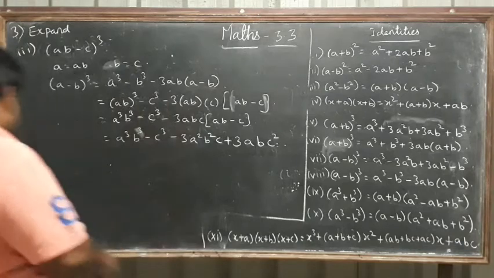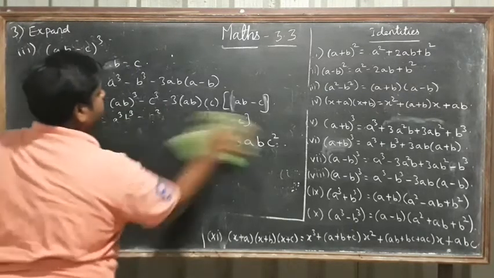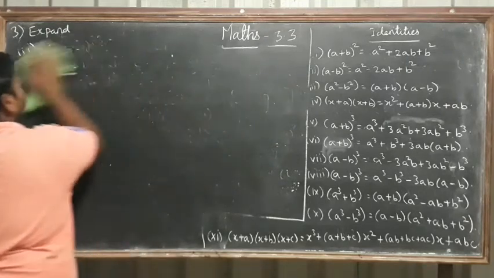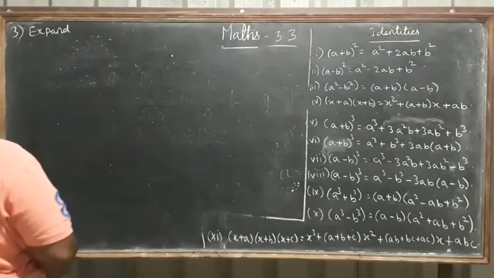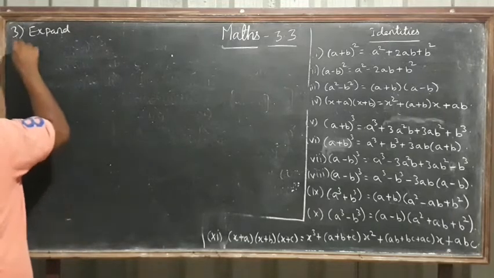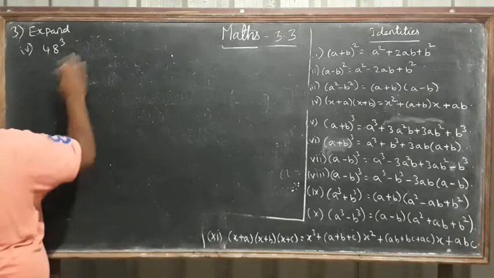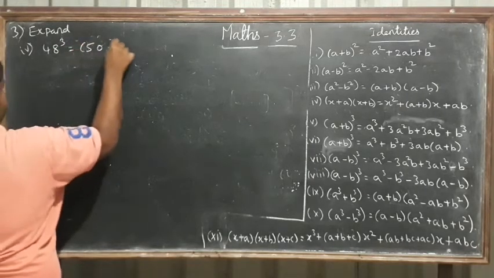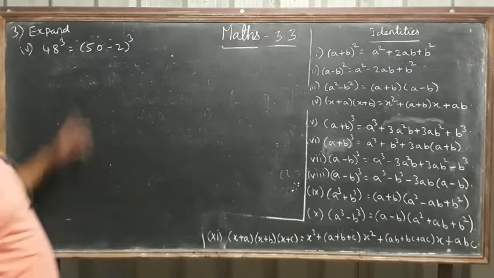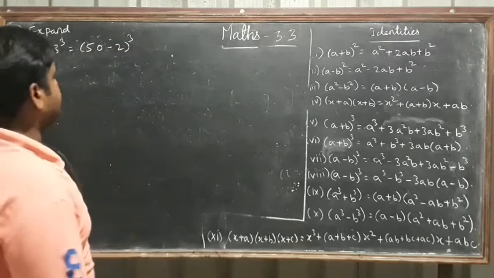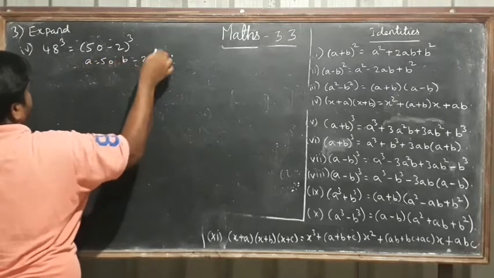Clear? Then the next sum is 48 the whole cube. How can you write this one? 50 minus 2 the whole cube. Isn't it? So 48 can be written as 50 minus 2. Here a is equal to 50 and b equals 2.